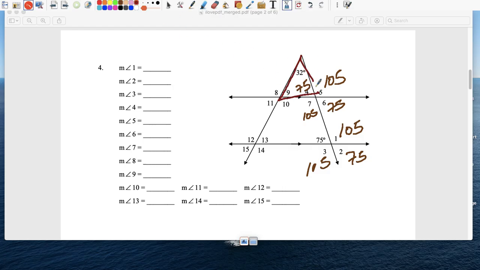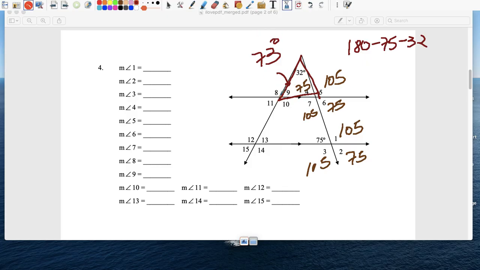The angles in a triangle add up to 180, so you can do 180 minus 75 minus 32, and that's going to give us angle 9. 180 minus 75 minus 32 is going to give us 73. Really? Yeah. So angle 9, and I'll put an arrow here, is 73 degrees.